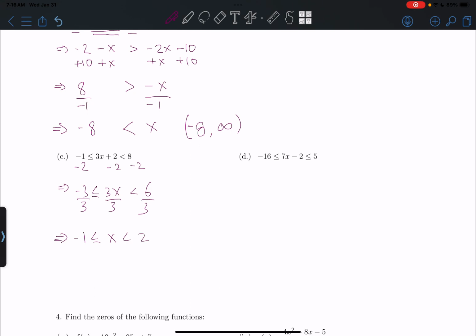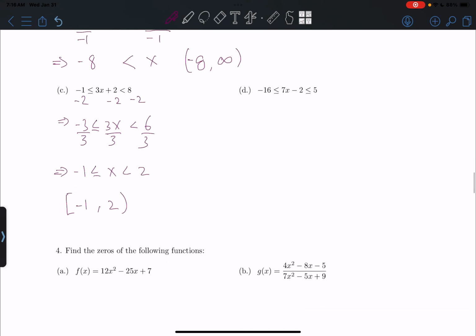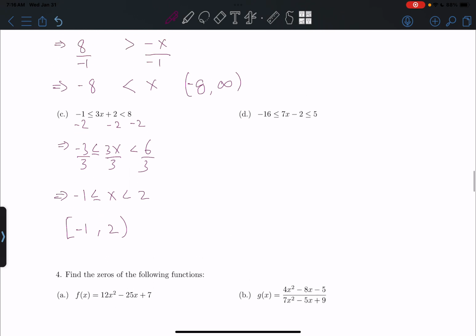And now again, the smaller number on the left, bigger number on the right. And for the smaller number, -1, a bracket, because it's equality with the inequality, and then the 2 gets an open parenthesis because it is a strict inequality. So that's it for the inequality problems.